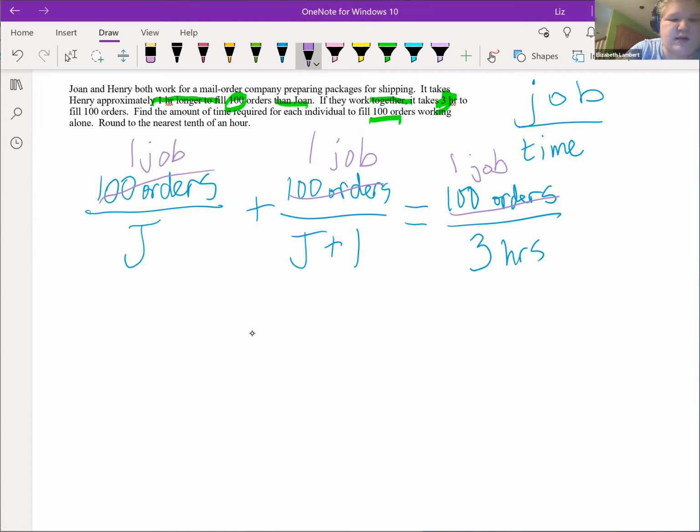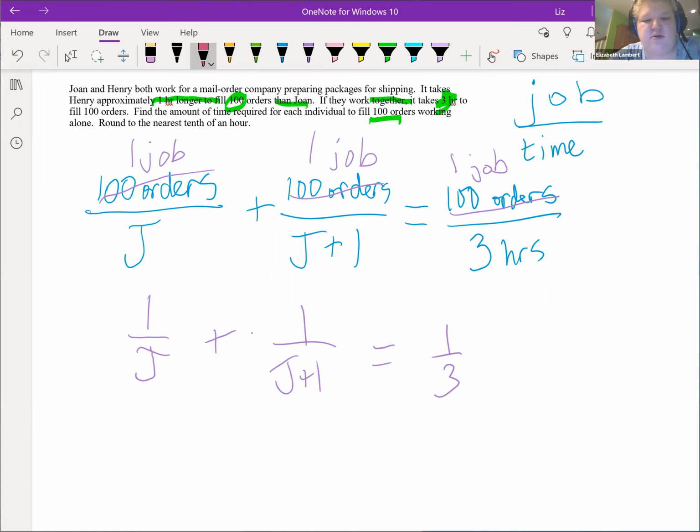All right, so we are going to solve the equation 1 over j plus 1 over j plus 1 equals 1/3. So much prettier without the units. Oh yeah, but up here, these were hours. Oh, I did write it over there, good.